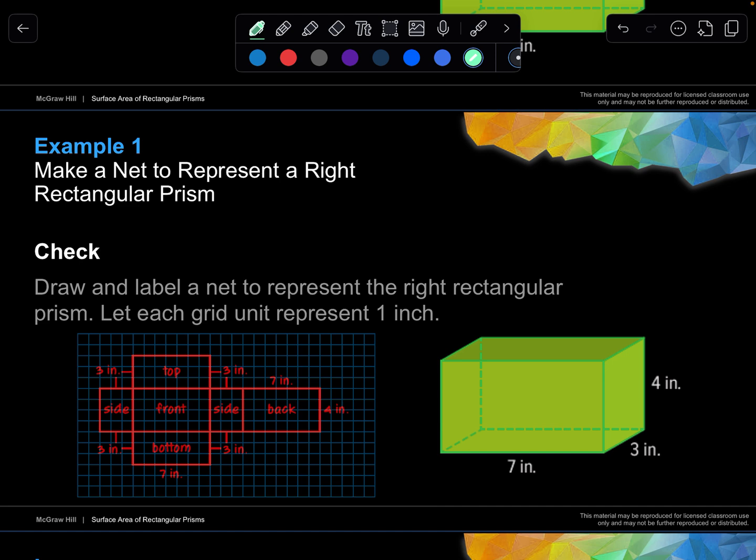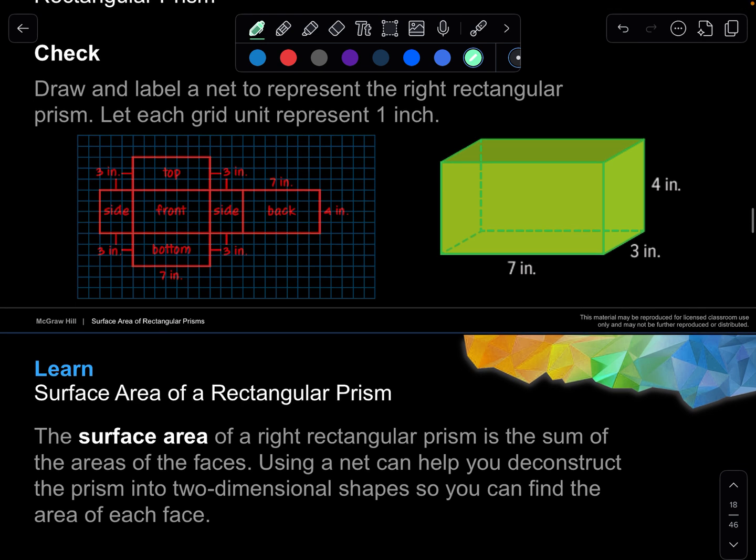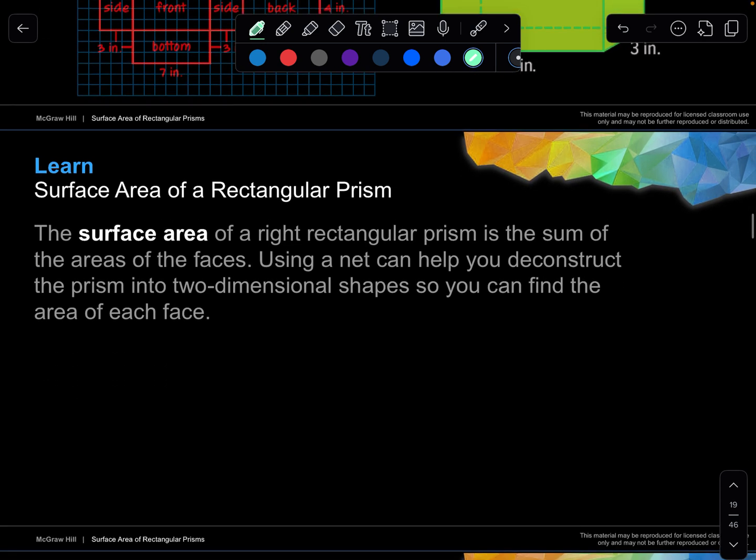This is not really example 1. Oh, this is the solution to the check problem. My bad. All right, so let's look at the surface area of a right rectangular prism.